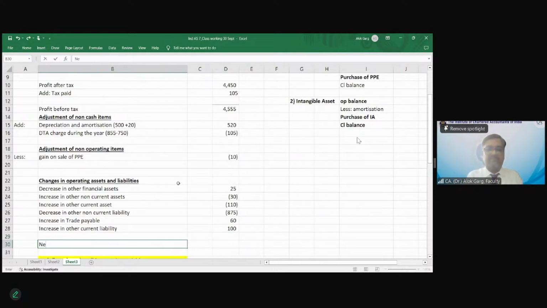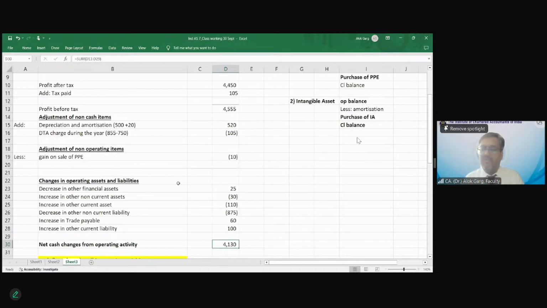So this is my net cash change from operating activity. This is my cash generated from operating activity, or net cash changes from the operating activity. So how much is this?